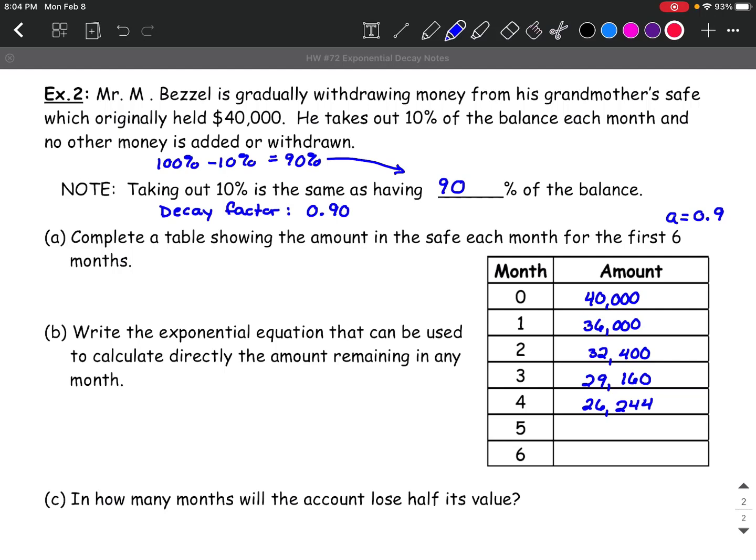Oh, and look at that. I already pressed times 0.9, and now I've got $23,619.60. And if I multiply this one more time times 0.9, I will get $21,257.64. So he's going through his grandmother's money like crazy. Not a nice thing to do, by the way.